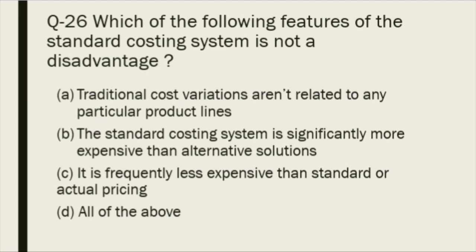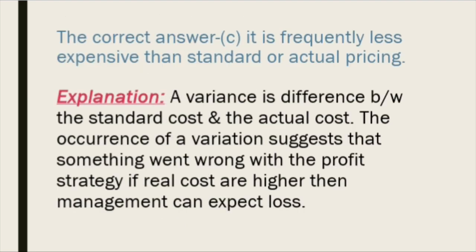And the next one is that which of the following features of the standard costing system is not a disadvantage? Traditional cost variations aren't related to any particular product lines. The standard costing system is significantly more expensive than alternative solutions. It is frequently less expensive than standard or actual pricing. And all of the above. The correct option is it is frequently less expensive than standard or actual pricing.